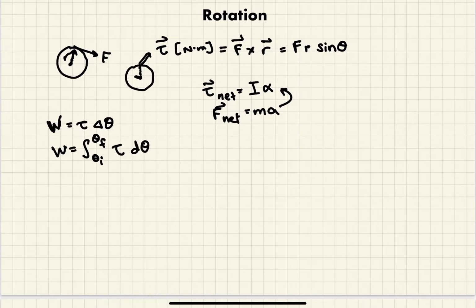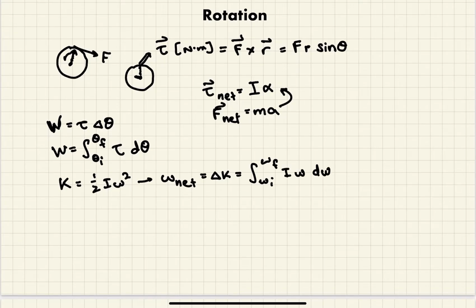Again, not bad. Rotational kinetic energy is similar to kinetic energy, except instead of 1/2 mv squared, it's 1/2 I omega squared. Probably could have guessed that. And then we again have the work-energy theorem in rotational motion. Net work is equal to the change in kinetic energy, which is the integral from omega initial to omega final of I times omega d omega.